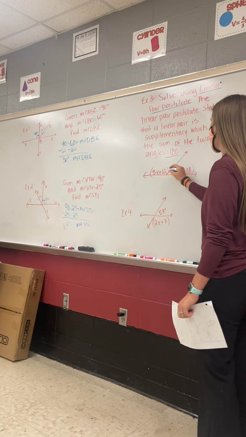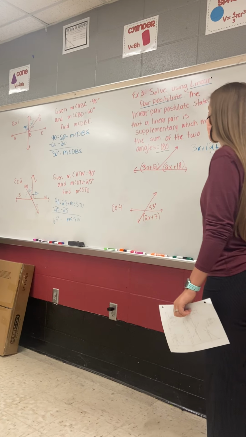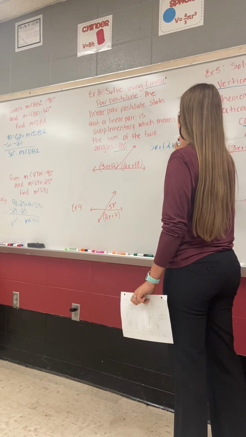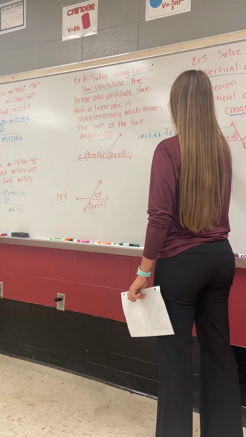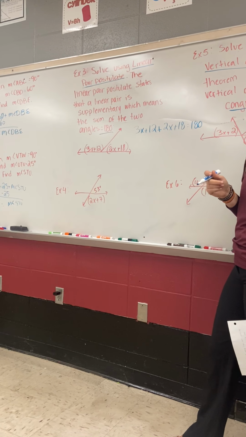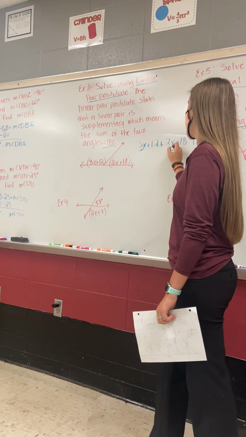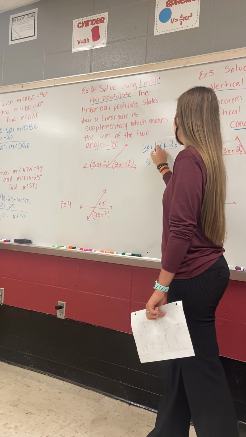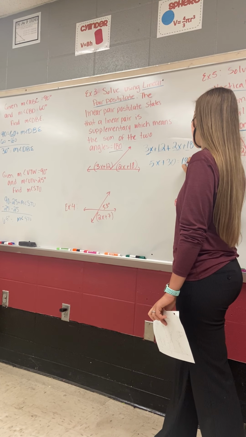So if it's supplementary, I'm going to take the two angles and I'm going to set it equal to 180. So I'm going to have 3x plus 12 plus 2x plus 18. And I'm setting it equal to 180. Okay? All I do is add the two angles, set it equal to 180. So I'm going to have 3x and 2x, that gives me 5x. 12 and 18 gives me 30. So 5x plus 30 equals 180.